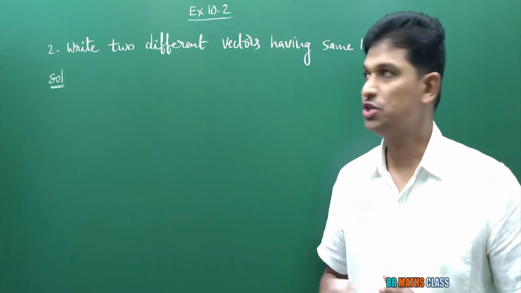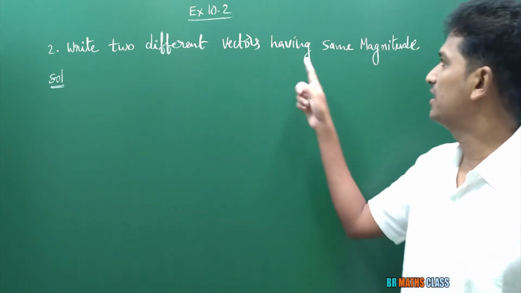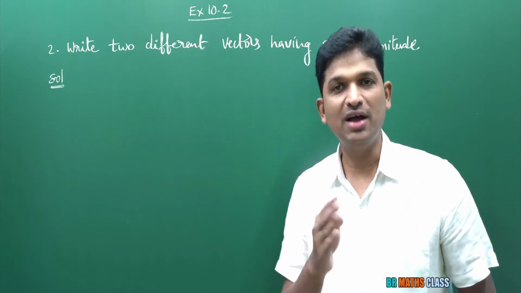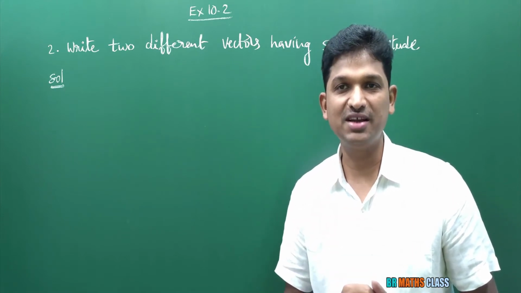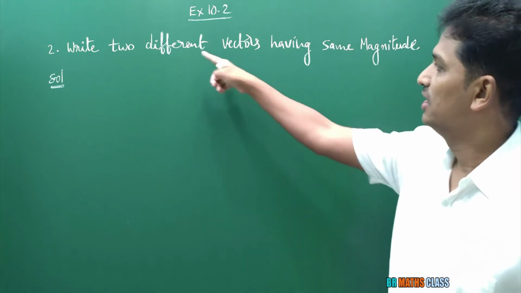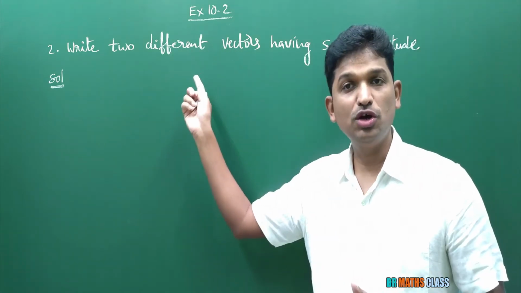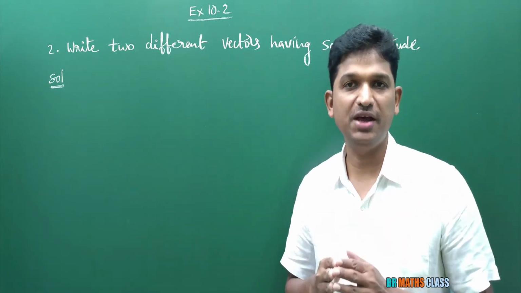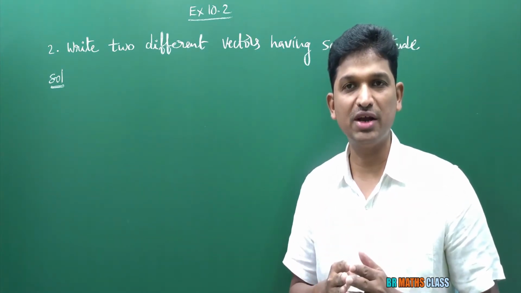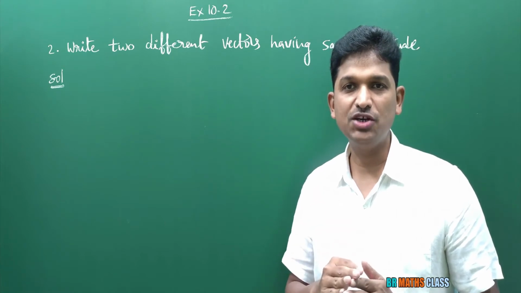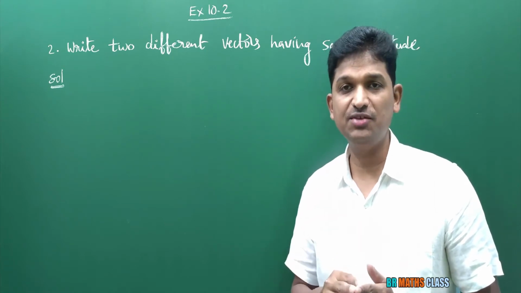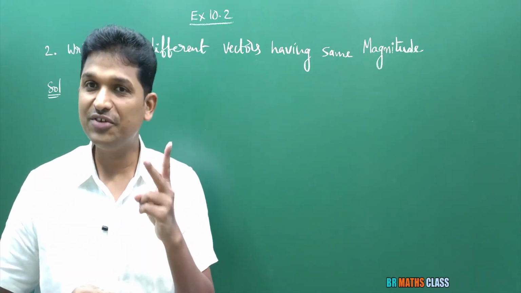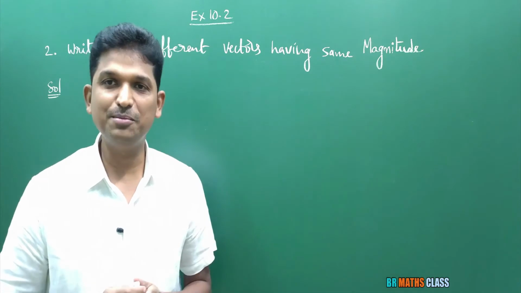You observe this second question. Write two different vectors having the same magnitude. This is a very easy question, but to answer this, theory knowledge is compulsory. Here they are saying two different vectors. What do you know about different vectors and equal vectors? Equal vectors are vectors which have the same magnitude and the same direction. If they do not have the same magnitude or the same direction, then we say the vectors are different vectors. I will write an example of two different vectors which have the same magnitude.